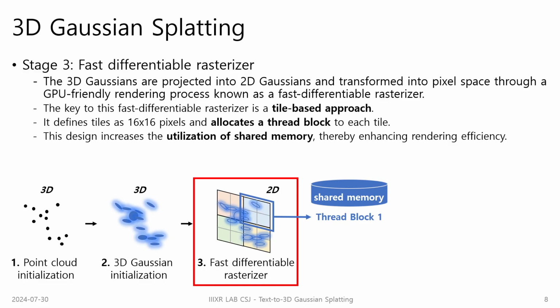Next, the 3D Gaussians are projected into 2D Gaussians and transformed into pixel space through a GPU-friendly rendering process, a fast differentiable rasterizer. The key to this fast differentiable rasterizer is a tile-based approach. It defines tiles as 16 by 16 pixels and allocates a thread block to each tile. This design increases the utilization of shared memory, thereby enhancing rendering efficiency.